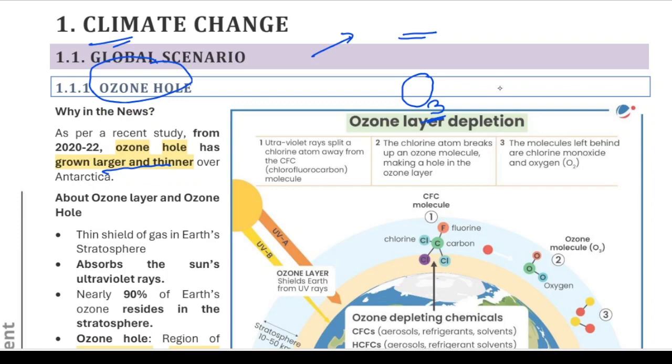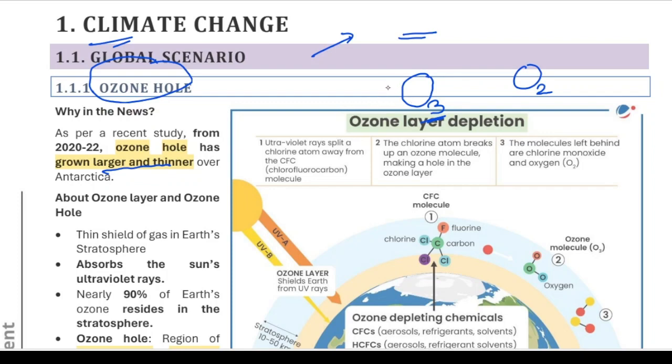All of you must have read in your basics that oxygen is made up of two oxygen atoms. So when we combine one more oxygen atom with this, the ozone molecule becomes. So this is the ozone.